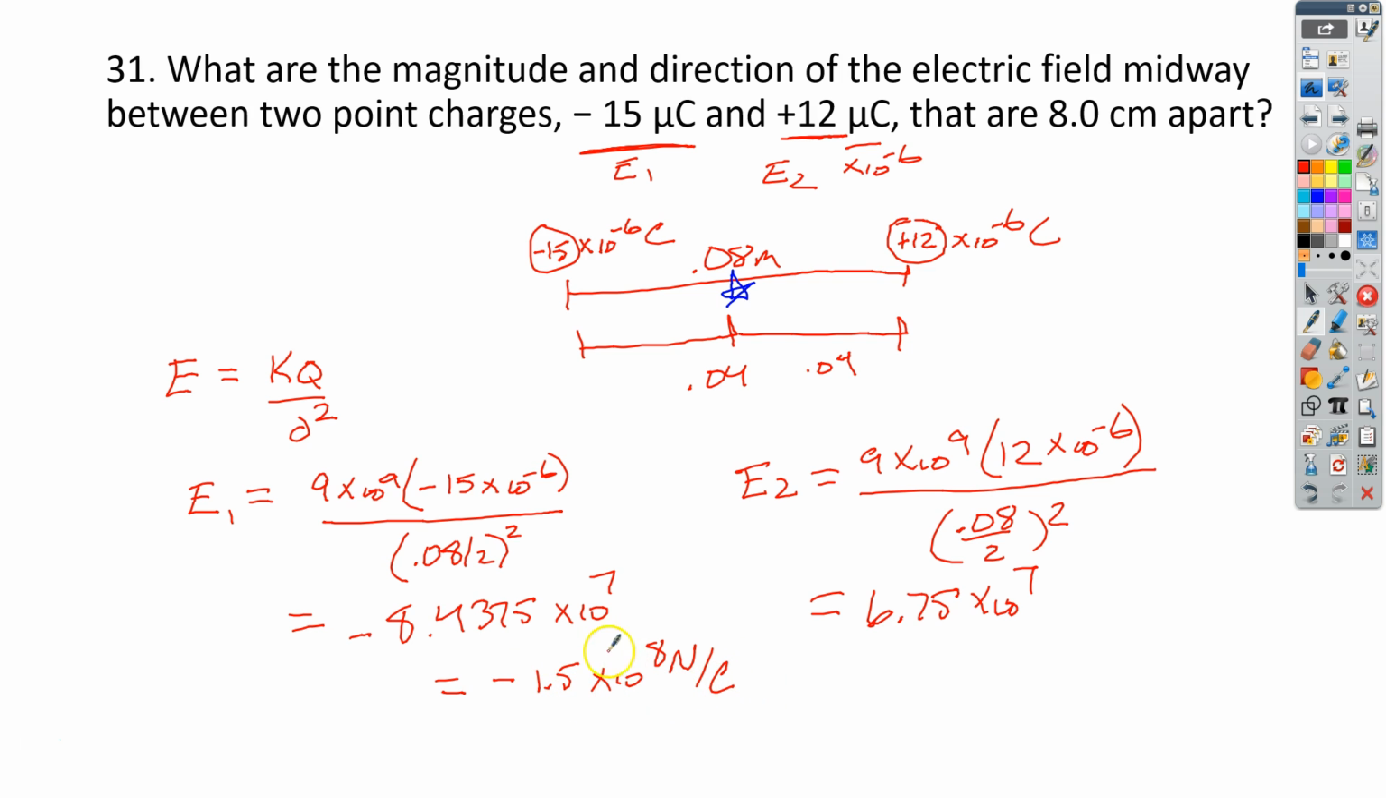And because it's negative and this is the negative value, we're going to say it is toward the negative 15 microcoulomb charge. So it is going to the left since it's negative. And that is the end of number 31.